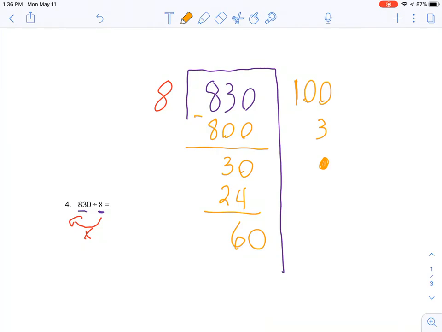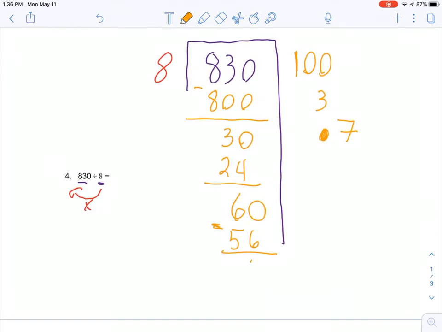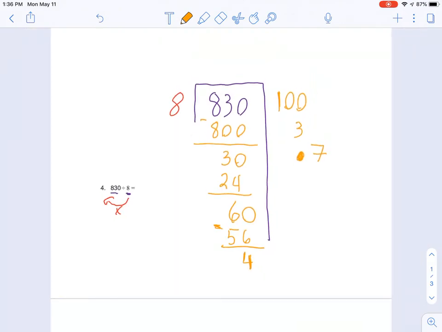So let's see here. Well, we know that 7 times 8 will give us 56. Okay? And when we subtract these, we're left with 4. Now, what's our problem? We've done it again. We do not have a number times 8 that will get us less than 4. So, what do we have to do? Here's the big trick. What you have to do now is add an extra decimal place. You're moving down by 1 place value.